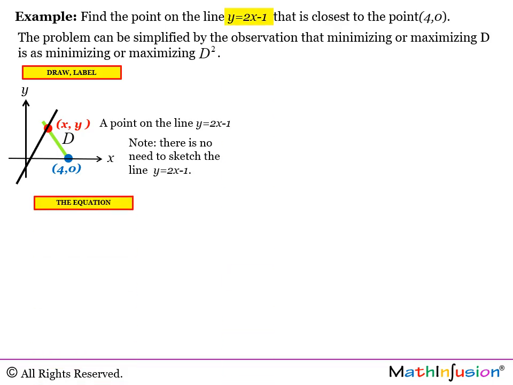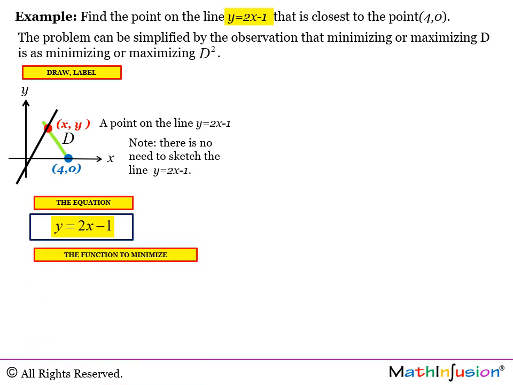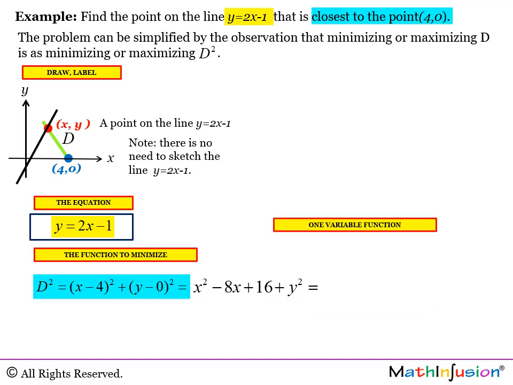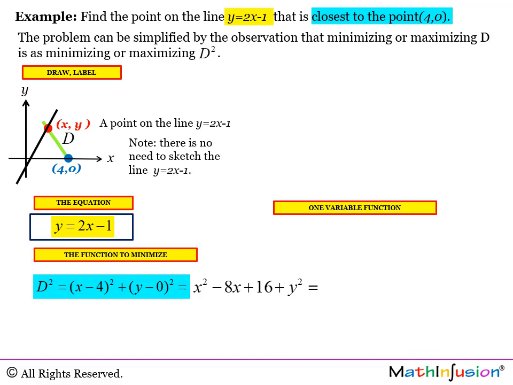So what is the equation? We have first two variables, x and y, but because the point is on the line y equals 2x minus 1, we know that y equals 2x minus 1. This is the equation. What is the function to be minimized in this case? We will take d to the power of 2, as I explained before. And we get that. Let's simplify that. So instead of y, we are going to write 2x minus 1. We are going to square everything.